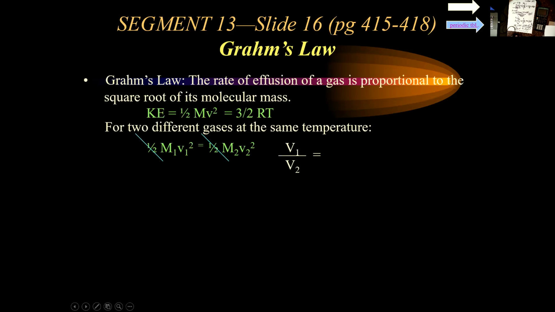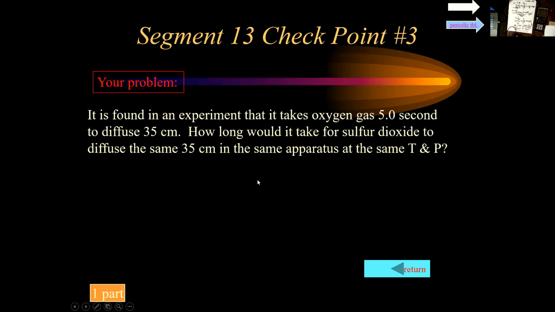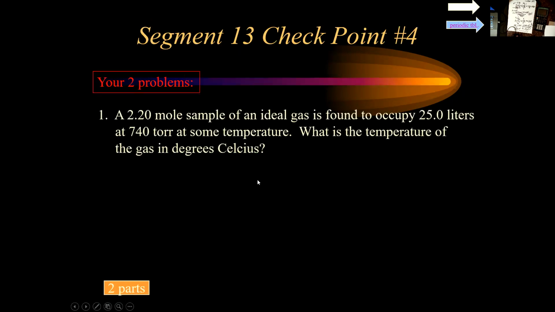So I get this relationship, and that's what Graham's law says. The rate of effusion of a gas is proportional to the square root of its molecular weight. So it's inversely proportional to the square root. So this velocity goes with this mass, and this velocity goes with this mass. And there's a checkpoint on this, but it's going to do exactly the same thing we did there.